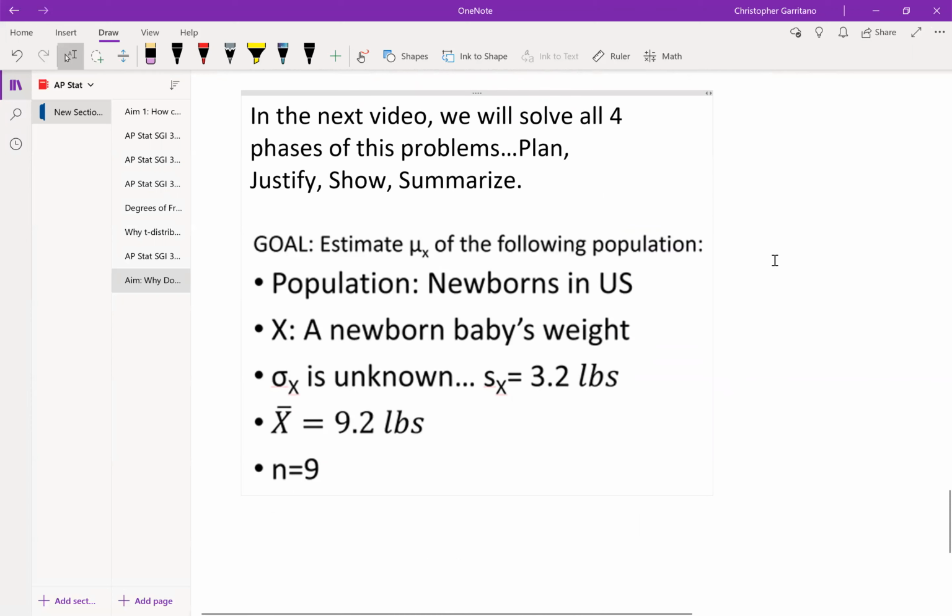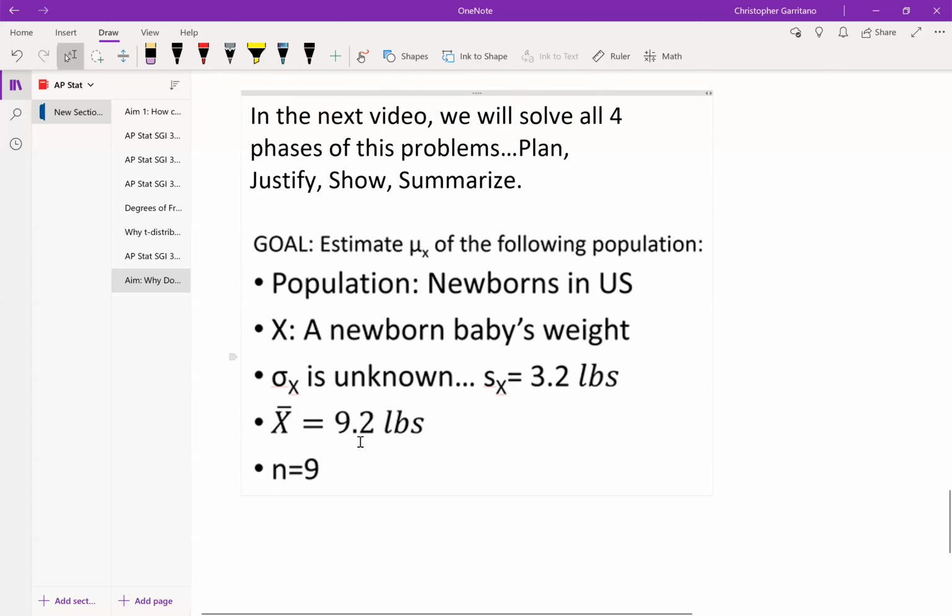But anyway, our goal is to estimate mu of X for the following population. Newborns in the United States, where X represents a newborn baby's weight. Sigma X is unknown, of course. In general, if we don't know the mean of the population, it's very unlikely we're going to know the standard deviation of the population. So what we do is we estimate sigma X of the population by using whatever the sample's standard deviation is. And I'll go into more details in the next video.